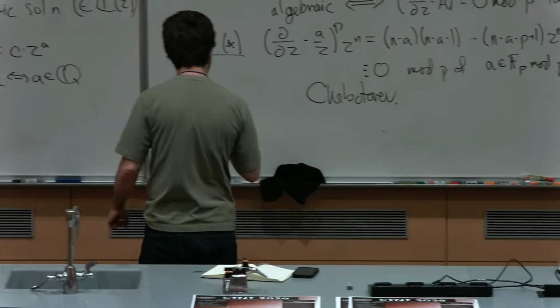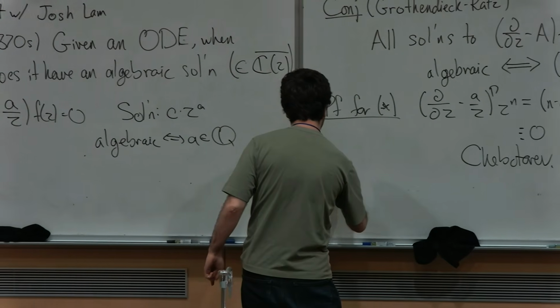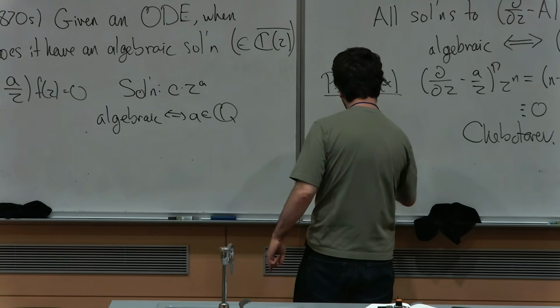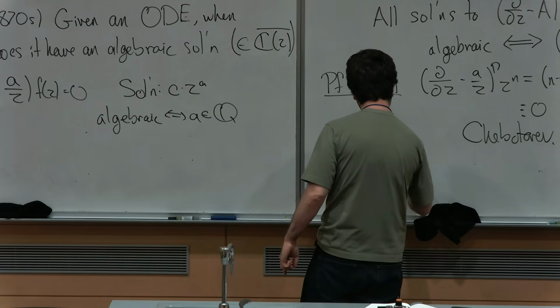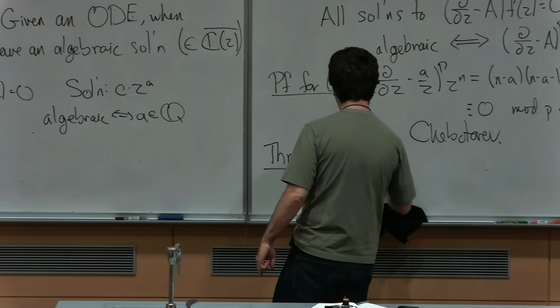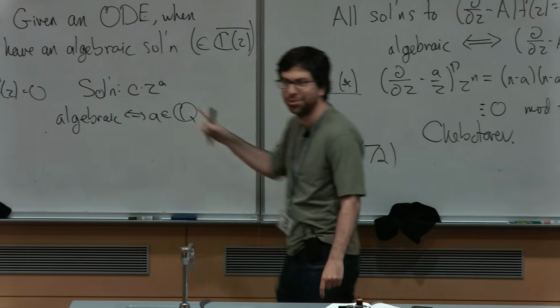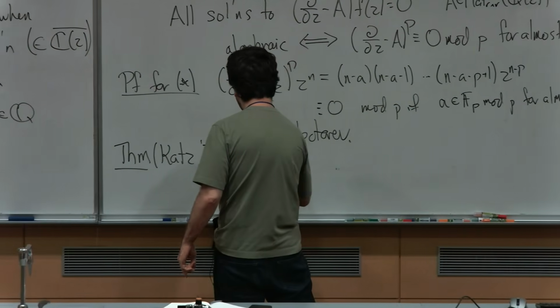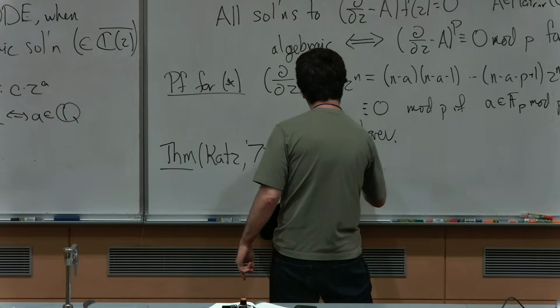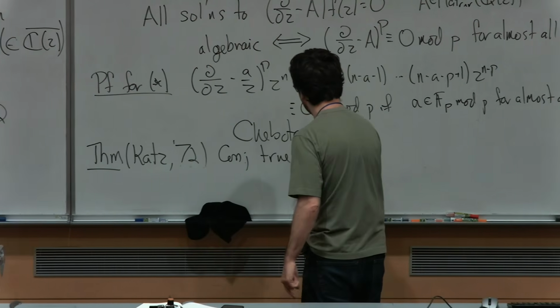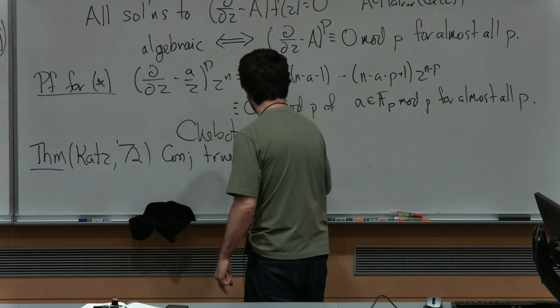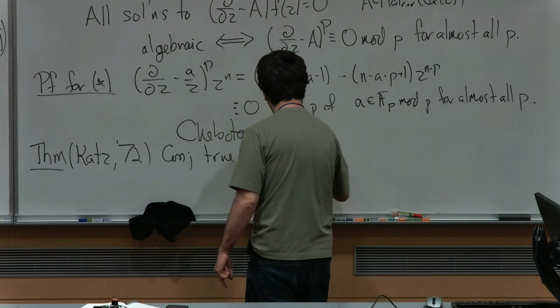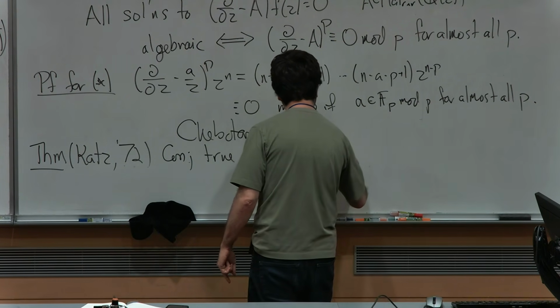Maybe let me tell you what the main evidence for it is. So it's a theorem of Katz from 1972. So I guess this one I think was from 1872. This is from 1972, which is that the conjecture is true for a class of differential equations called Picard-Fuchs equations. And if you don't know what those are, don't worry. I'll try to give you a sense soon.